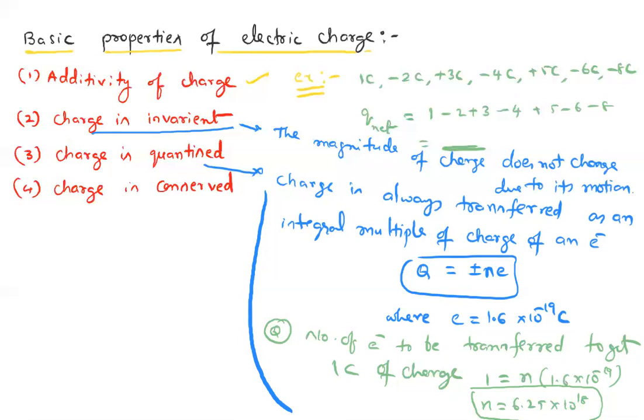No body can create charges. No body can lose the charges. No one can create the charge. This is a very, very fundamental point. If you are getting some charge, it means it was transferred from one body to another body. No one can create the charge.